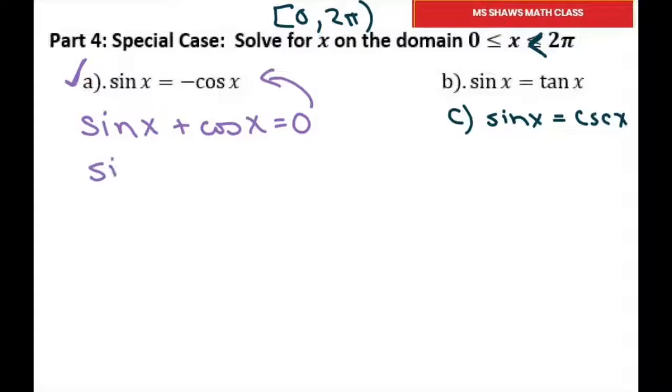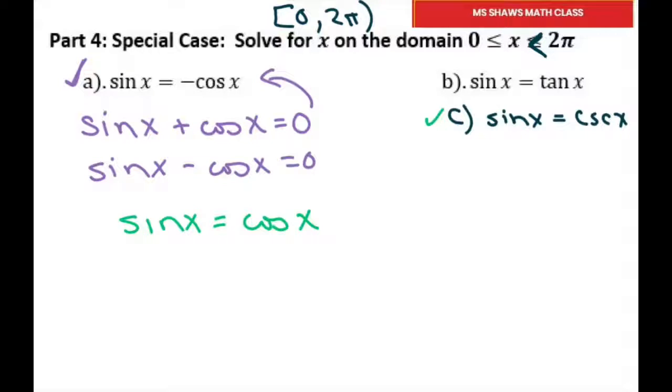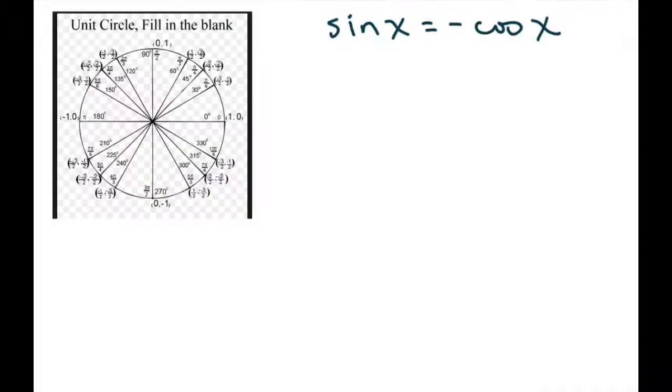Also, you might get sine of x minus cosine of x equals 0. If you get something like that, you would just say sine of x equals cosine of x. All right? And so we're going to work on this one and b, and I added one. This one. All right, so let's get started.